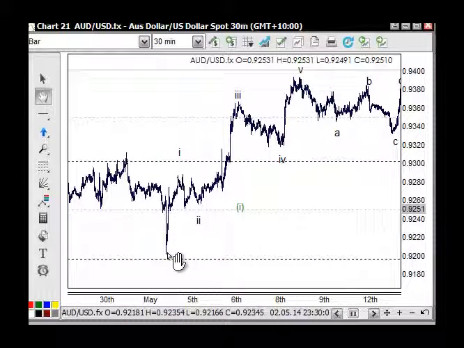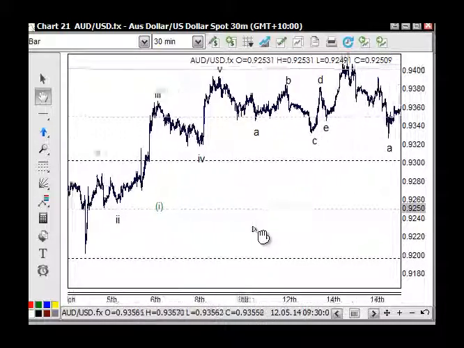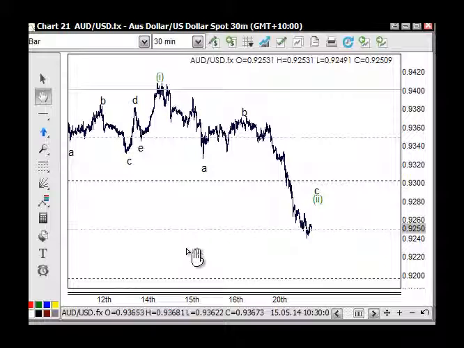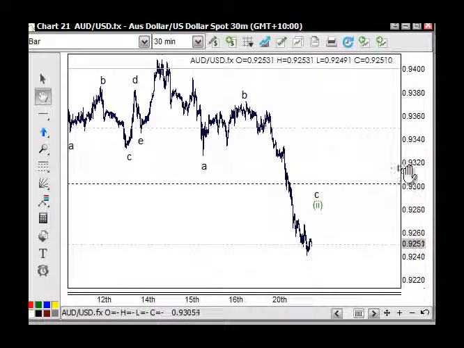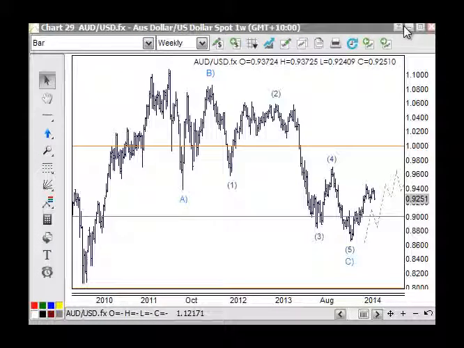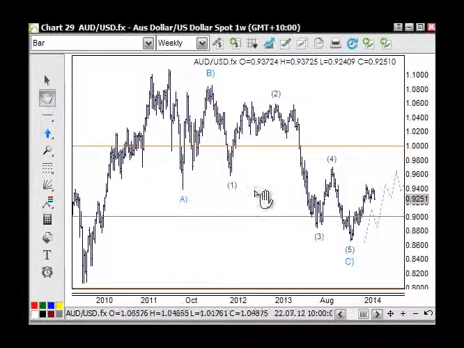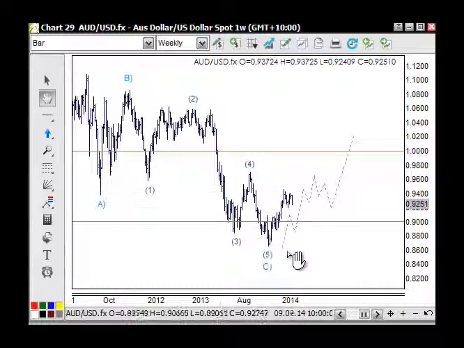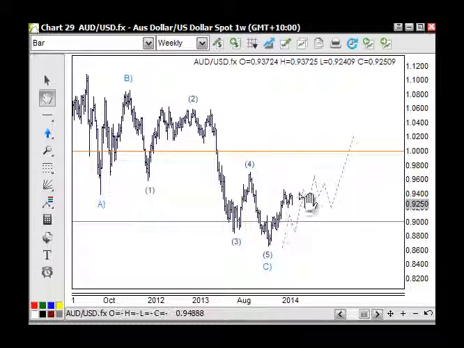Okay, so if that gets taken out, which is likely, then we need to look for other counts. In terms of other counts, just in the bigger picture, this is the weekly chart. We were looking for, and we still are, the possibility of 5 waves up through here. So basically the 1 and 2 into here, as you can see, and the 3rd wave up here.